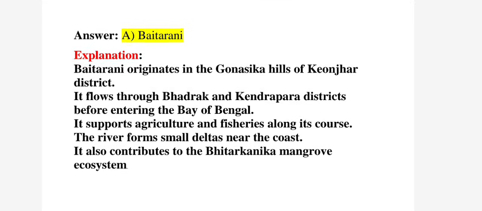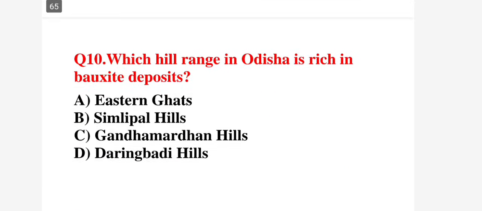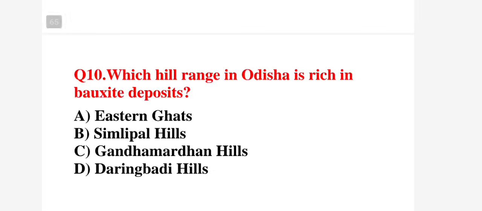So the next question is question number 10. Which hill range in Odisha is rich in bauxite deposit? I have already told you in the previous question. Option A, Eastern Ghat. Option B, Similipal Hills. Option C, Gandhamardan Hills. And option D, Deomali Hill. So what is the right answer here? So here the right answer is option C, Gandhamardan Hill.